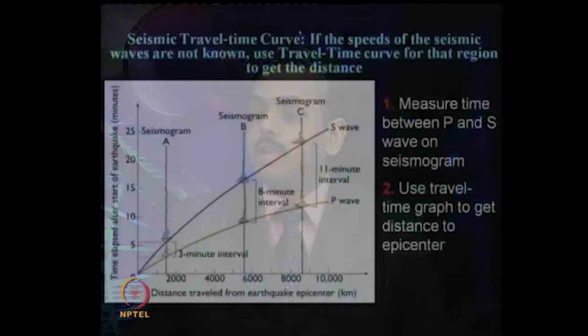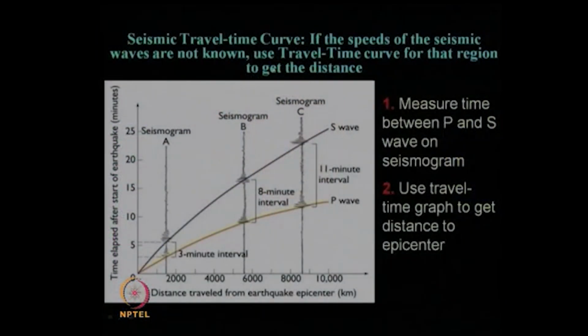So, in that case, where we do not know the velocities Vp and Vs, the seismic travel time curve method, which I am showing here, will be applicable. Use this travel time curve for that region to get a particular distance. This is a graphical method, as the name suggests. As you can see over here, this is the distance traveled from the earthquake epicenter and the time elapsed after the start of the earthquake in the unit of minutes.